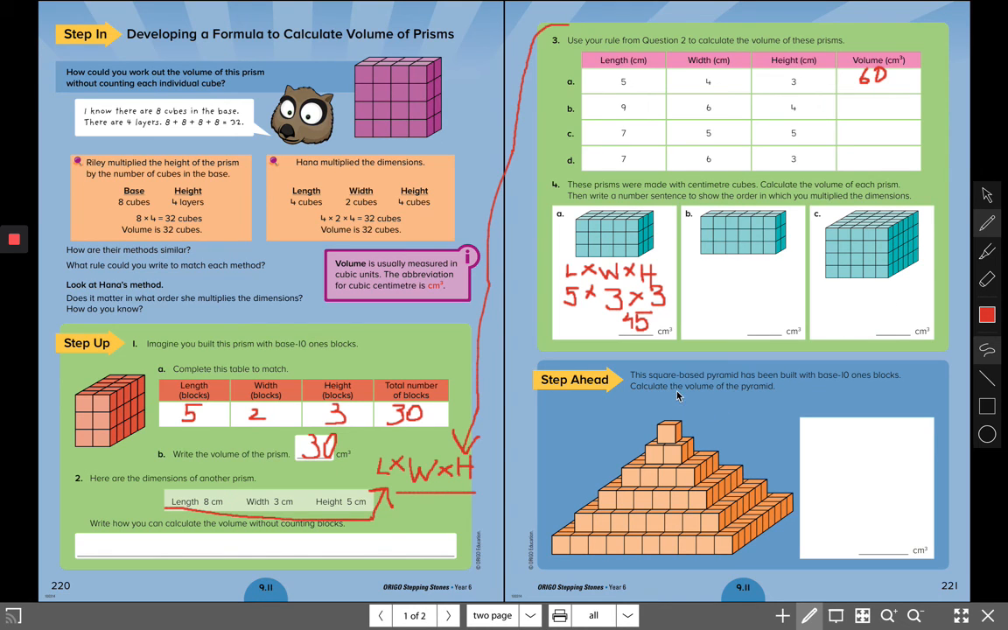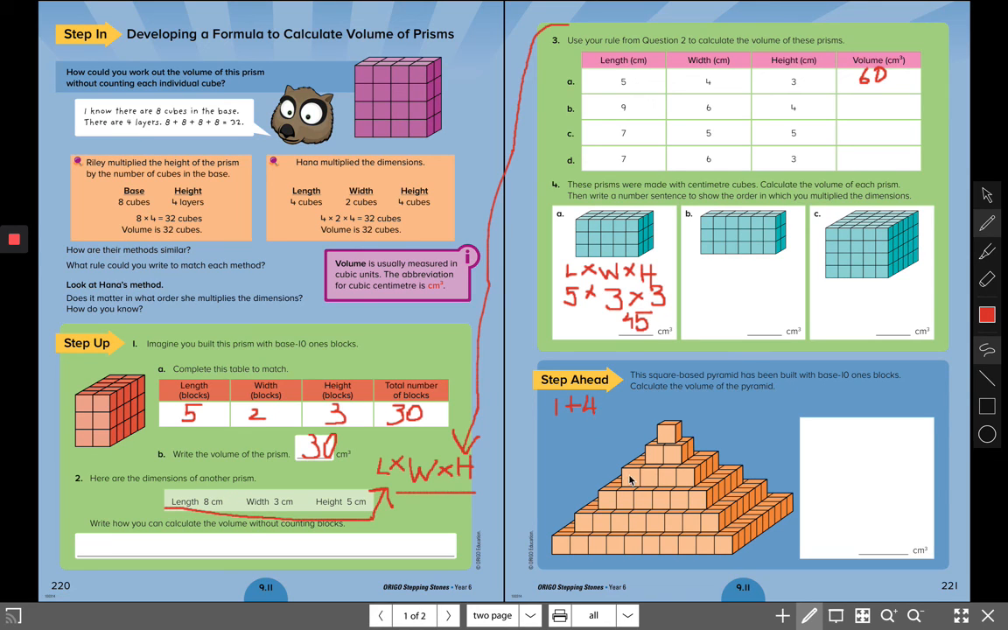And then step ahead, the square base pyramid has been built with base 10 ones blocks. Calculate the volume of the pyramid. Well, you just basically have to calculate the volume of each layer first, and then you have to add all the volumes together. So for example, I'll start for you. The first layer is 1. Yes, 1 cube. The second layer is going to be 2 by 2 by 1, which is going to be 4. We're going to add 4.